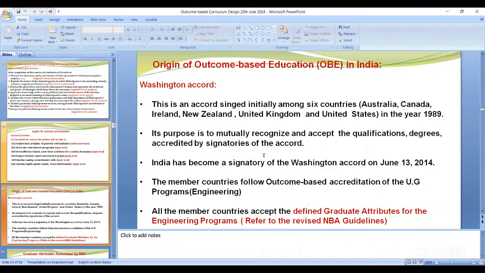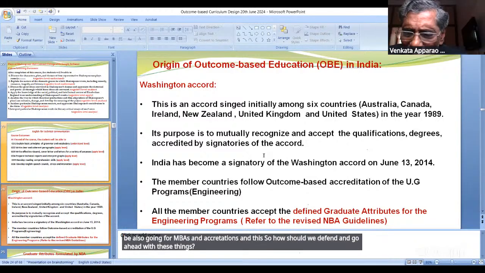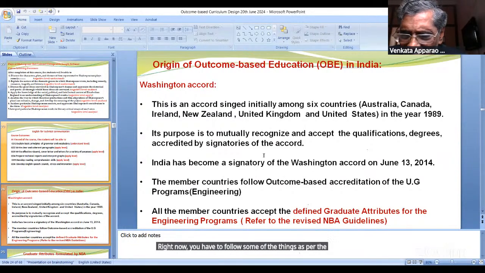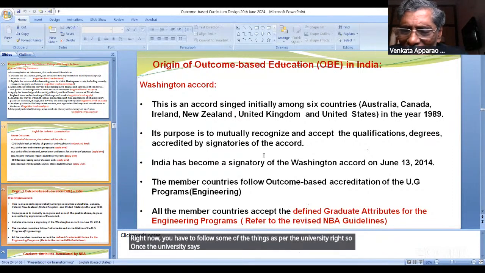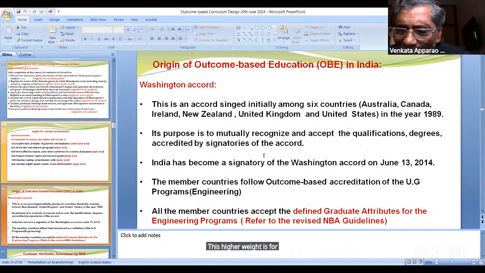What would be your suggestions to us? Right now we will also be going for MBA accreditations. So how should we defend and go ahead with these things? Right now, you have to follow some of the things as per the university. Once the university says the guidelines have to be followed and all four units have to be given equal weightage, then you may have to sacrifice this higher weightage for higher cognitive levels.